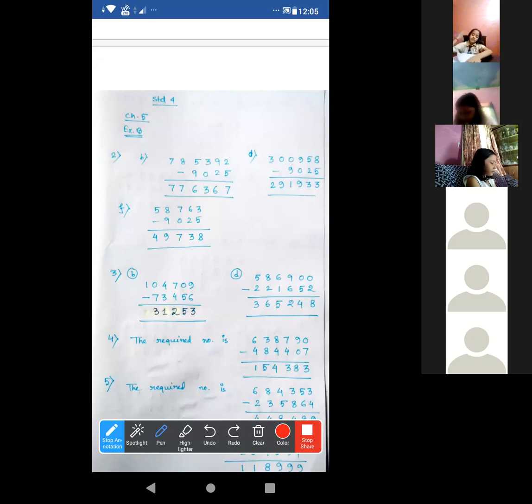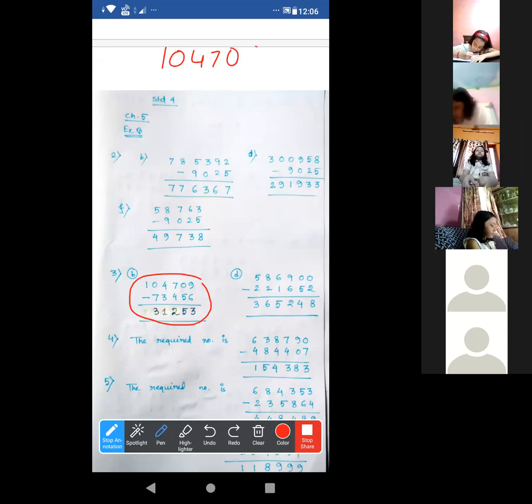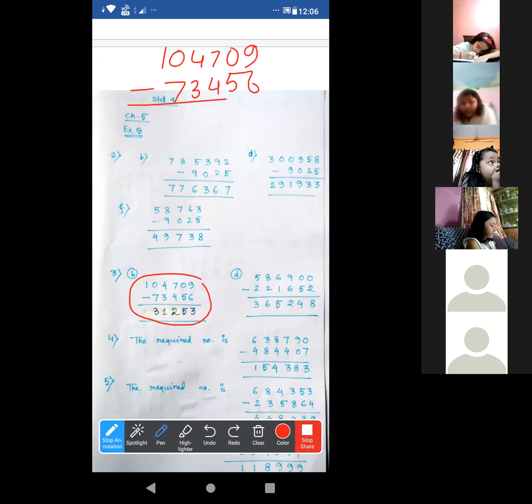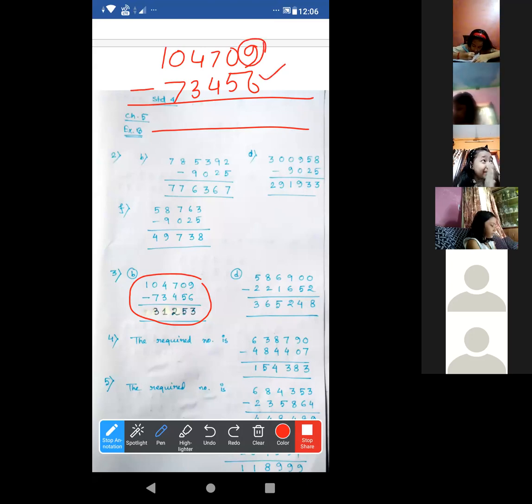Now let me explain this one. It is given 1,04,709. We have to subtract 73,456 from this. Look at this. Here 9 is greater than 6, so no need to borrow anything. Just normal, it will be 3.